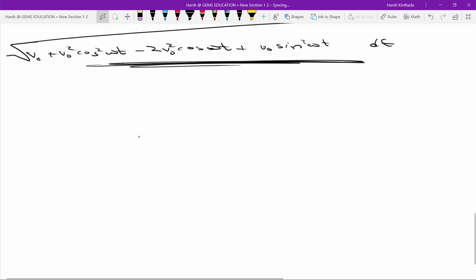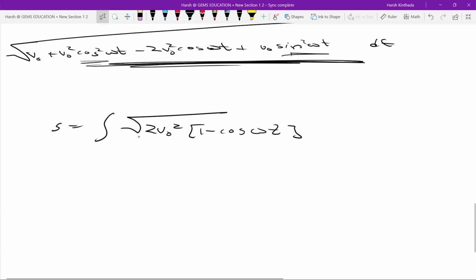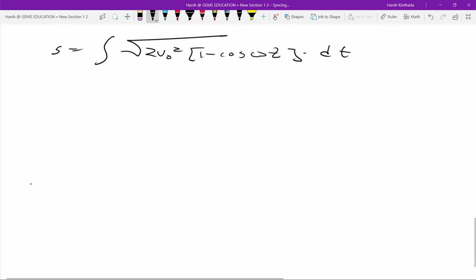Now we just want to simplify this. We take V naught square common, we get 1 V square and 1 V square, plus the 2 V square term, so we'll get 2 V naught square as common. S is equal to the integral of the root of 2 V naught square into 1 minus cos omega t, into dt. This is the distance.